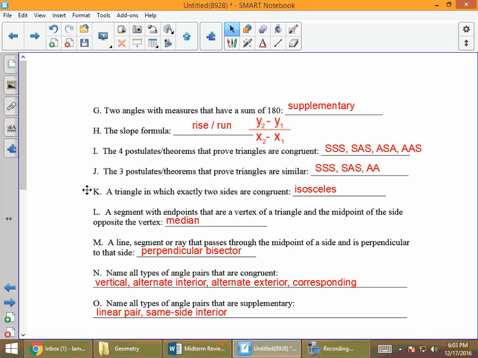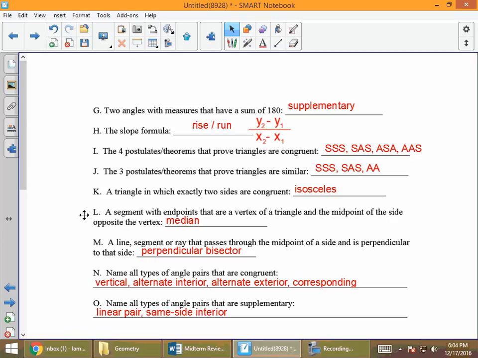Letter K, a triangle in which exactly 2 sides are congruent is called an isosceles triangle. Letter L, a segment with endpoints that are the vertex of a triangle and the midpoint of the opposite side is called the median. Letter M, a line, segment, or ray that passes through the midpoint of a side and is perpendicular to that side is called a perpendicular bisector.